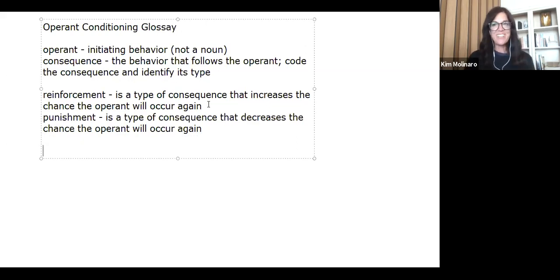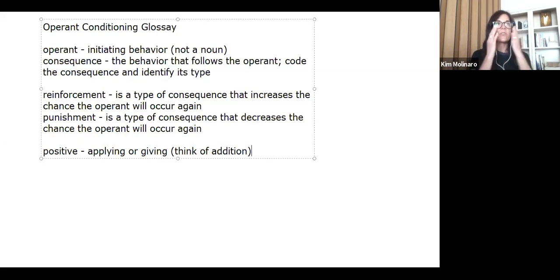This is really important. This is where we really go awry on these next two words. Positive means applying or giving. It does not mean good. I want you to think of it like an addition math problem. You don't think of it in terms of that's a good problem, and those subtraction problems are negative, you've got to stay away. It's not like that. Positive just means applying or giving.